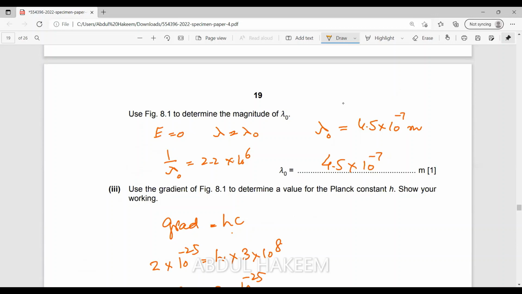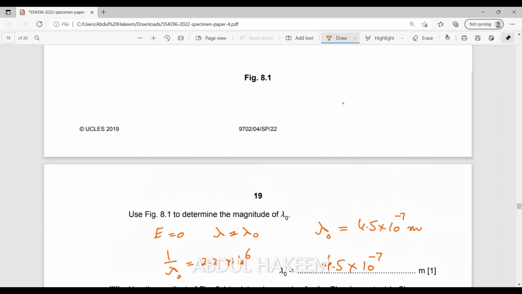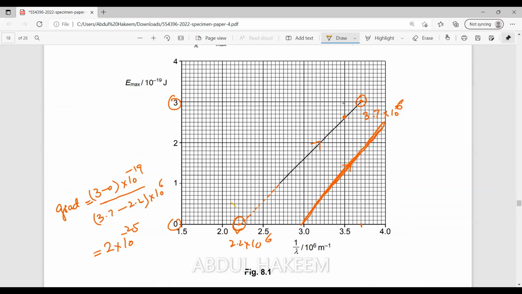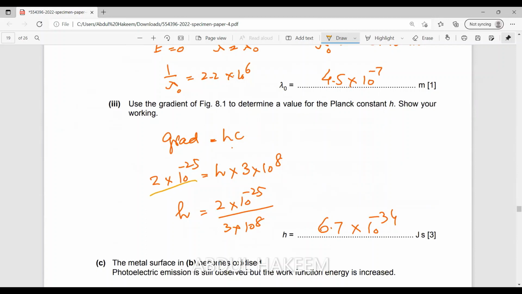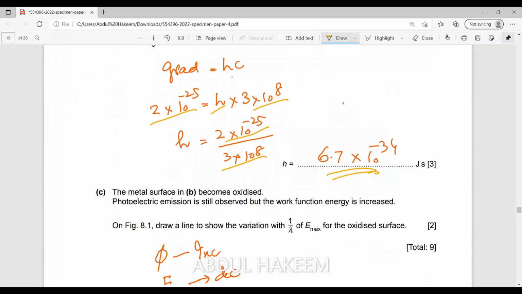And then use the gradient to determine the value of the Planck constant. Gradient is hc. So we will take 2 points, for example, this first point and this second point, and then calculate the gradient. So this gradient is coming 2 into 10 power minus 25. With this gradient, the Planck constant is required, so divide by the speed of light. The answer is coming 6.7 into 10 power minus 34. This is the Planck constant.